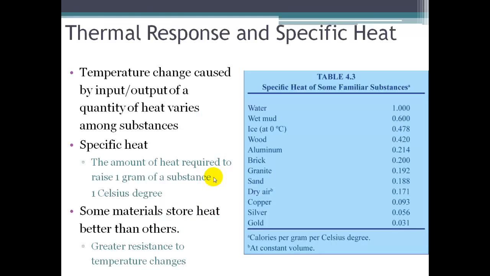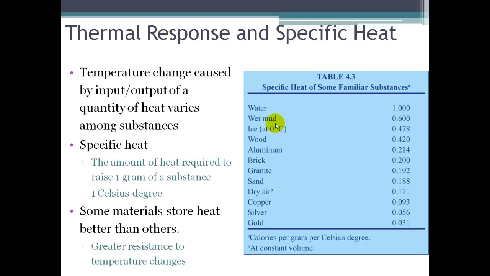The specific heat of an object is the amount of heat required to raise 1 gram of a substance by 1 Celsius degree. For example, water has a specific heat of 1, and you can see different materials have different specific heat values. Going down to copper and silver and gold, things that are good conductors, they have low specific heat, which means that they respond very quickly to changes in temperature. Whereas something with a higher specific heat is going to be more resistant to temperature changes.